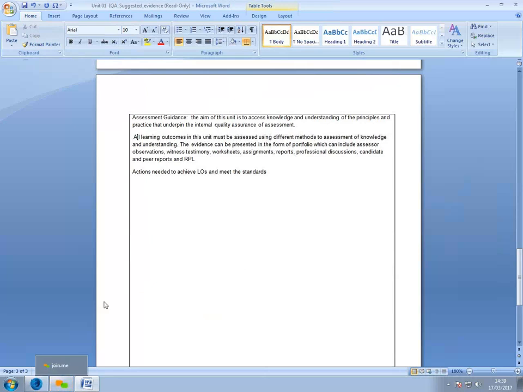All that comes in this must be assessed using different methods of assessment of knowledge and understanding. The evidence can be presented in the form of a portfolio, which can include assessor observations, witness testimonies, worksheets, assignments, reports, professional discussions, candidate and peer reports, and RPL. It's just guidance. The aim of this unit is to assess the knowledge and understanding of the principles and practice that underpin internal quality assurance of assessment.